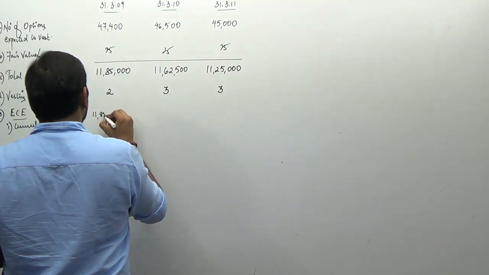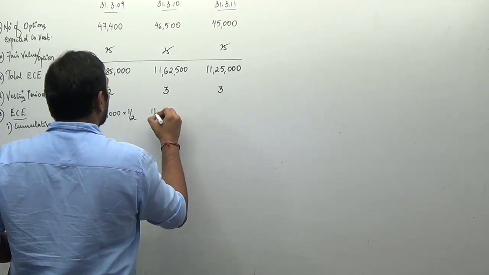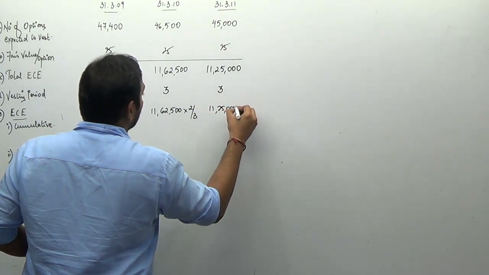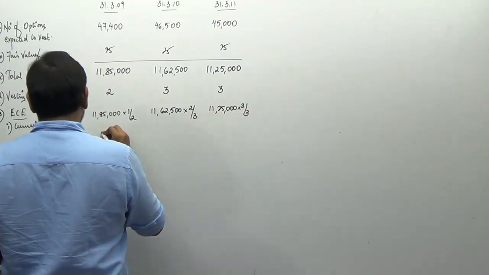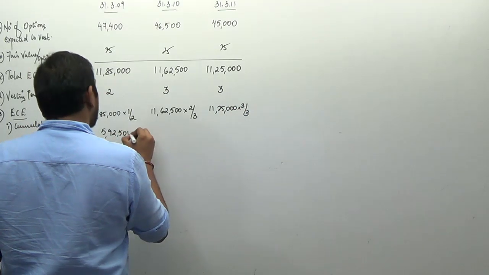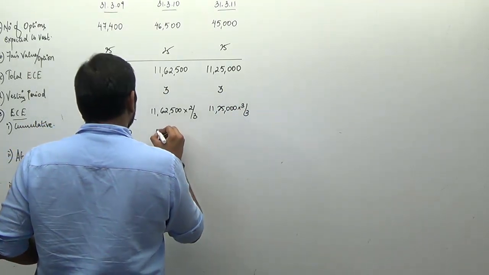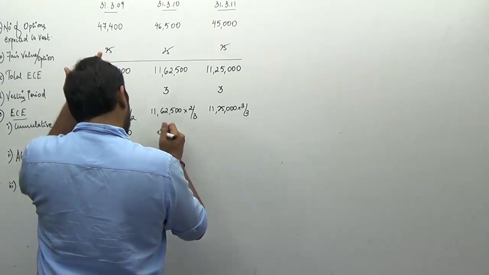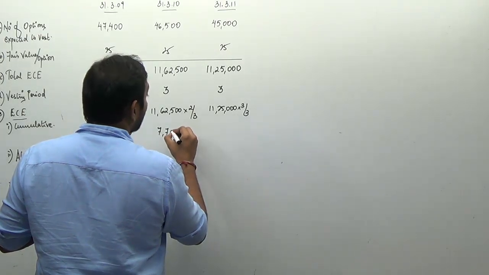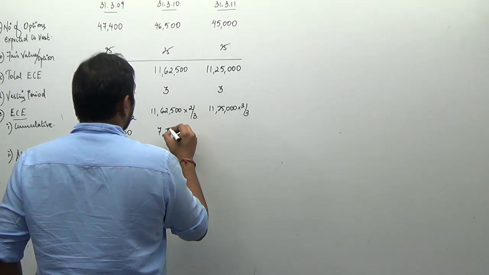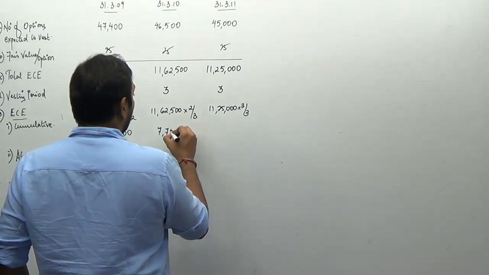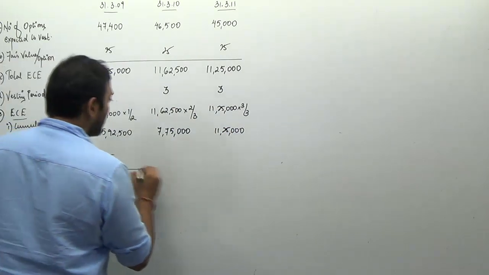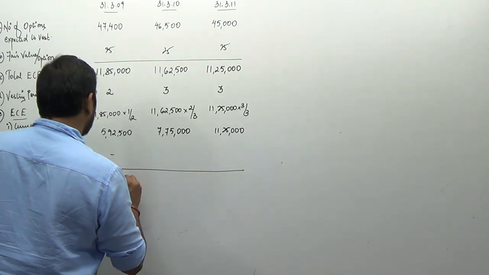Come to the cumulative VC. 11,85,000 into 1 by 2, 11,62,500 into 2 by 3, and the third year should be 3 by 3, 11,25,000 into 3 by 3. Fill it up: 11,85,000 into 1 by 2 is 5,92,500, and 11,62,500 into 2 by 3 is 7,75,000. The last one is 11,25,000. Already provided in the previous year. First year is zero, so the full amount 5,92,500 is to be provided.